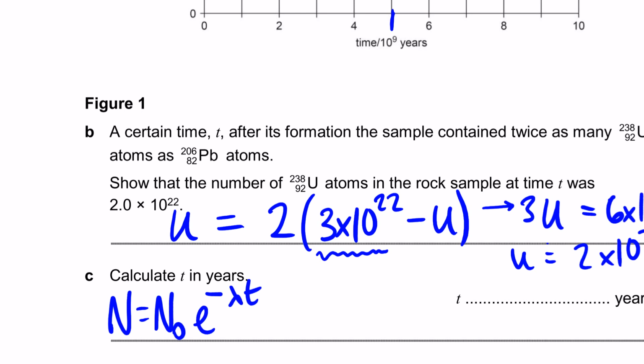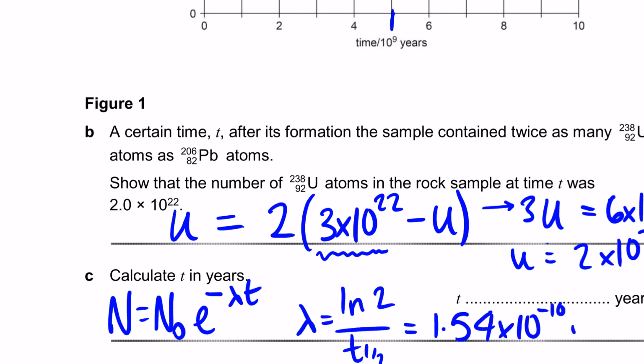Lambda is something we're going to work out from the half-life. Again we've got T half is 4.5 times 10 to the 9 years. So we're going to work out lambda now. Lambda, or the decay constant, is ln2 over T half, which is equal to 1.54 times 10 to the minus 10 years to the minus 1.